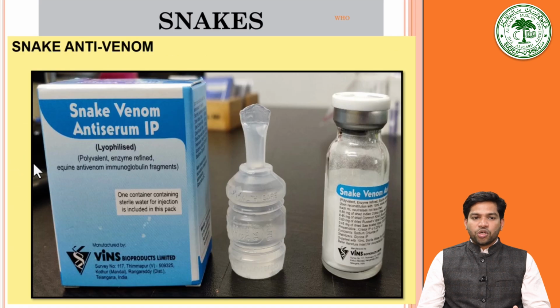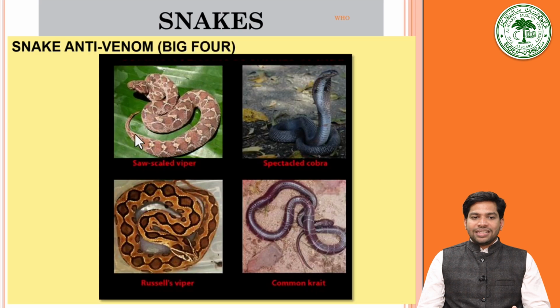Then here you can see the picture of the snake venom antiserum, which is lyophilized. This is polyvalent, enzyme refined, equine antivenom immunoglobulin fragment. In the ingredients, you may find the different types of snakes from whom the snake venom has been prepared. So these are the Big 4 snakes from which the polyvalent anti-snake venom is prepared. This is the saw-scaled viper, this is the cobra, this is Russell's viper, and the common krait. These are the commonest 4 snakes in India, and most snake bites in India occur because of these 4. So this antivenom is effective in case of a bite by any of them.